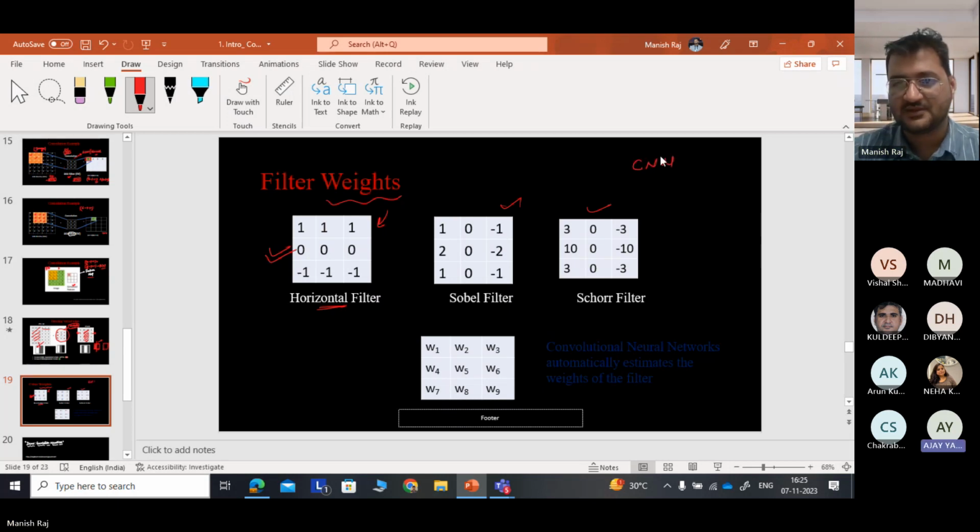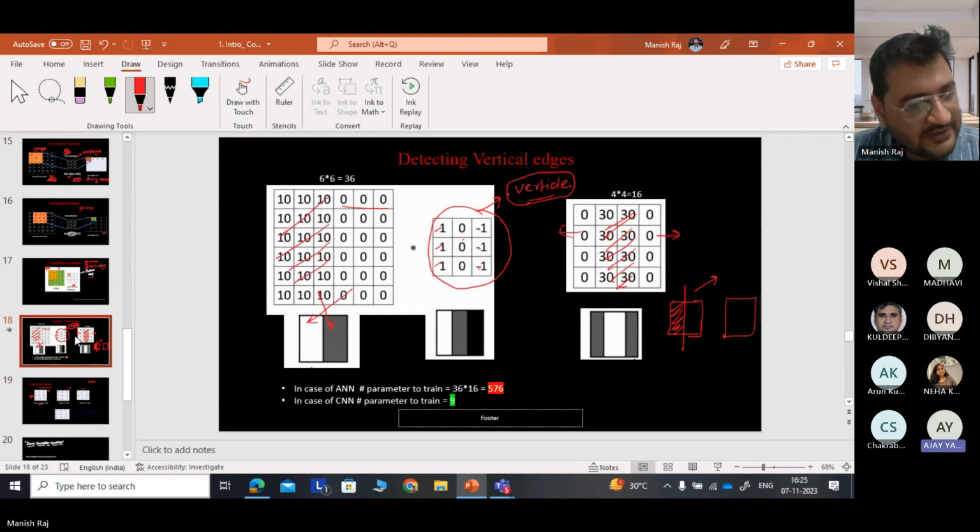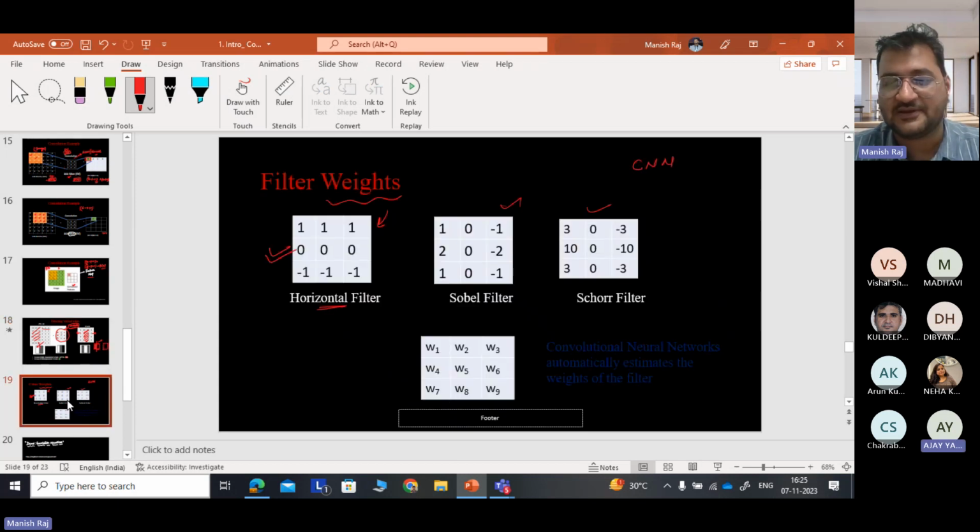Sir, I have a question. Sir, every time this filter, horizontal filter, and these values are the same? I'm coming to that part. Yeah, I'm coming to this part.